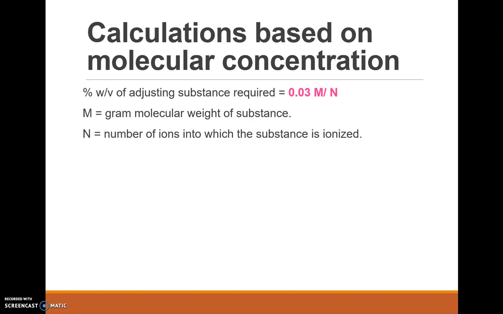So I am having calculations based on molecular concentration. Now the formula over here is percentage weight by volume of adjusting substance required is equal to 0.03 m by n, where m is the gram molecular weight of substance, whereas n is the number of ions into which the substance is ionized.